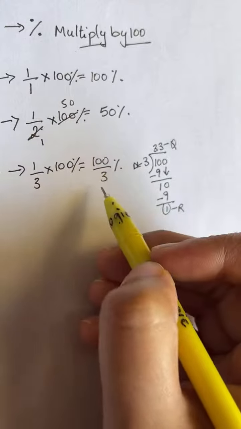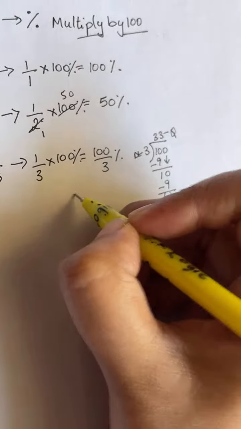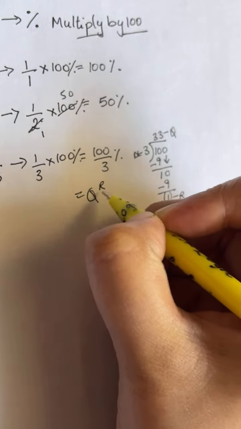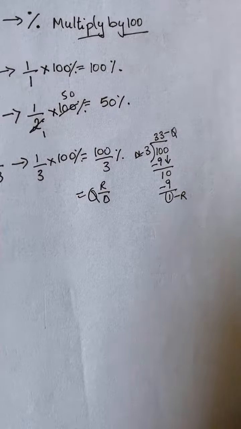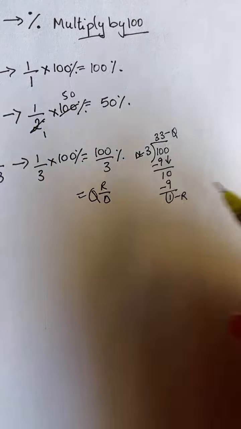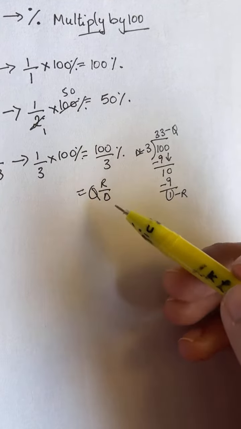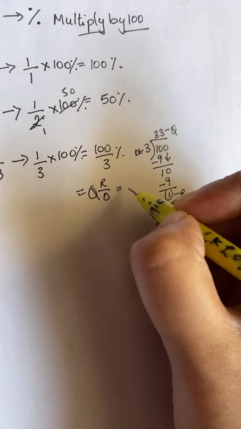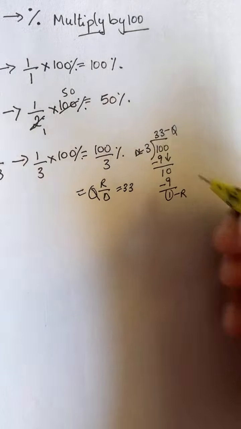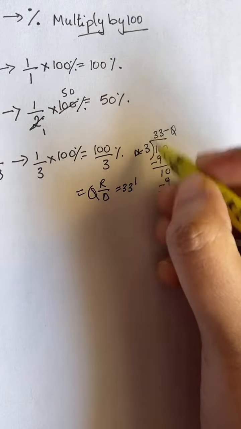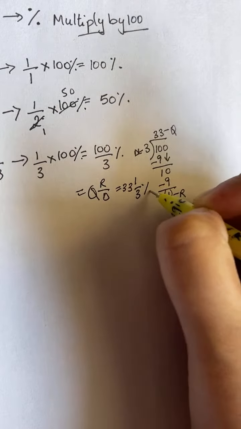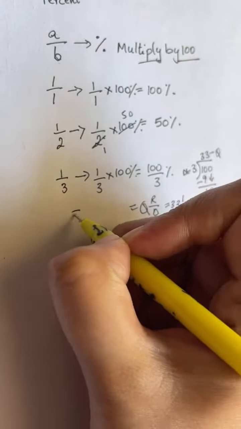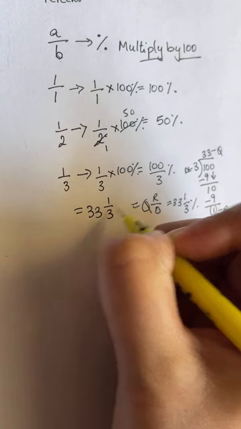So how do we write 100 over 3%? You have the rule called QRD. We write it like this. Quotient is always a whole number. A combination of a whole number and a fraction gives you a mixed number. So quotient is 33, that means you have a 33, and remainder is 1, and divisor is 3. So you have 33 and 1 over 3%. That means 1/3 is 33 and 1 over 3%.